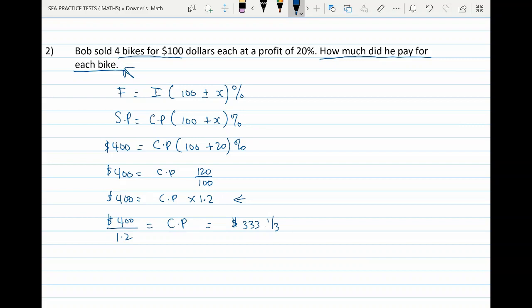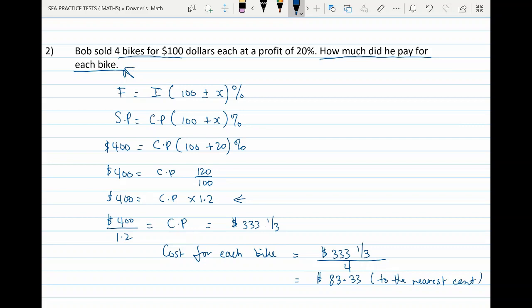So in order to get the cost for each bike, all we simply do is divide the cost for all the bikes, which would be 333 and a third, by 4, and we get the cost price for each bike, and that works out to be $83.33, if we round it off to the nearest cent, which is equivalent to 2 decimal places. And so this would be the answer that they were looking for.